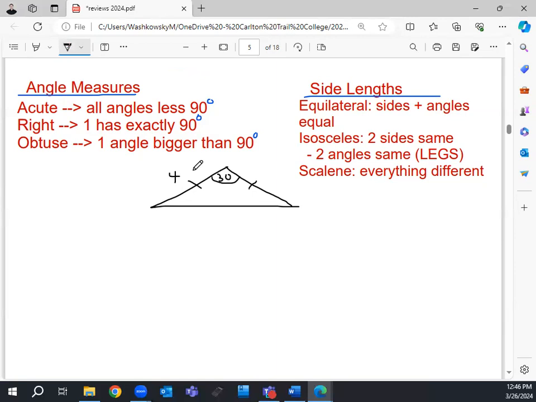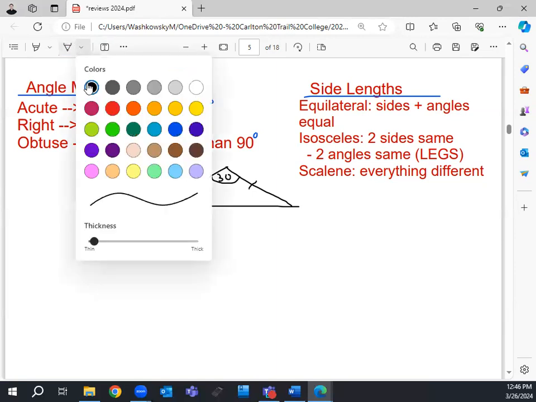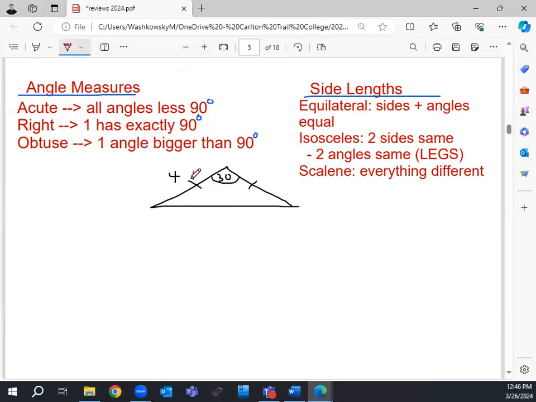I can see that because I have those little lines to signify that these two sides are the same, which means that these two angles here would be the same because it's an isosceles triangle. The legs are the same. So if that's the case, well, I know there's 180 degrees in a triangle. If I take away the 30, I'm left with 150 degrees that I can cut in half and split between these two. So each of those angles would be 75 degrees, for example.